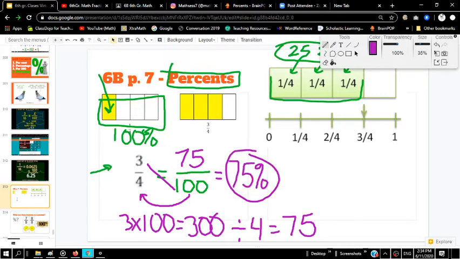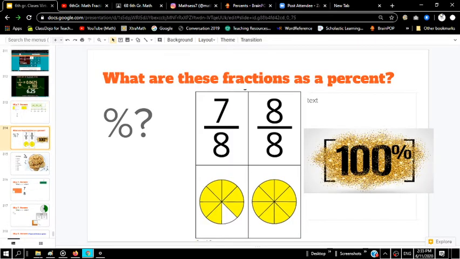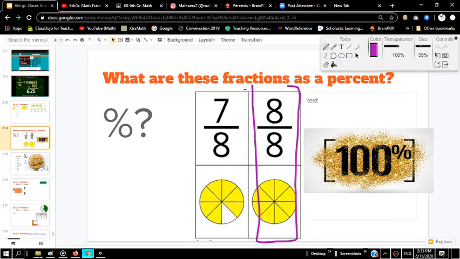Okay? Again, this portion right here that's colored in, the 3/4 that you can also find on page 7, is 75% of the whole. 3/4 equals 75%. All right, let's go to a different problem. Before we go to that problem, I just want to make sure you understand that each fraction can be compared to a percent because it's a part of the whole. So if we know that 8/8 equals 100%, because it's the whole thing, we can also find what 7/8 is going to equal. So let's figure that out.